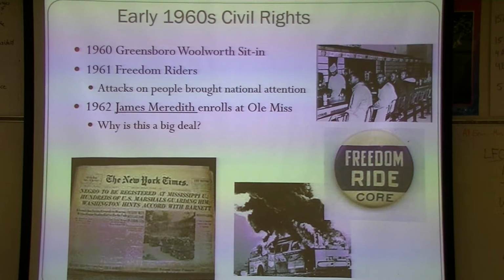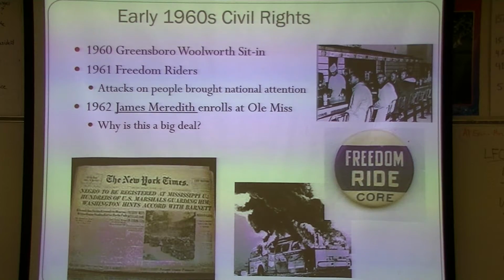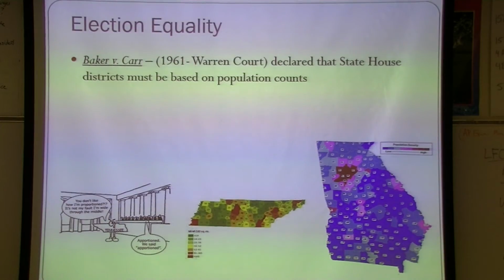1962, we're going to have James Meredith enroll at Ole Miss. That's the University of Mississippi. Mississippi may be the most entrenched when it came to systematic racism as well as segregation. So why is this a big deal? It's a university in which their mascot was the Rebels. You can see where this is a major change that will occur.